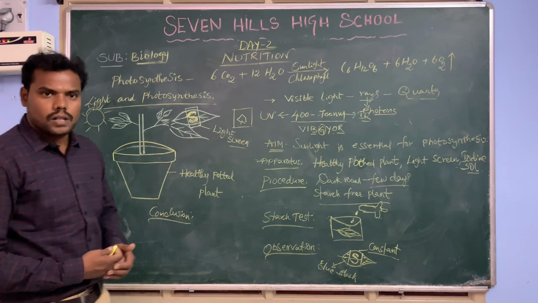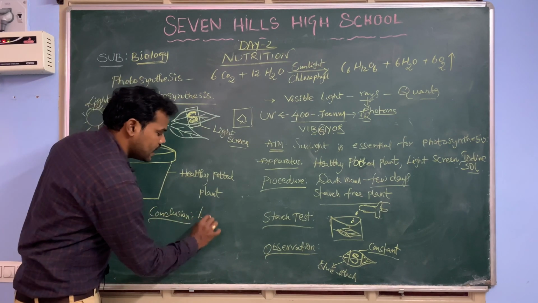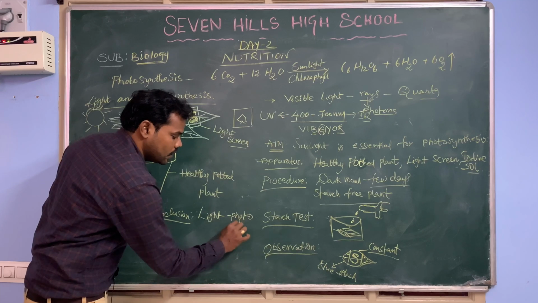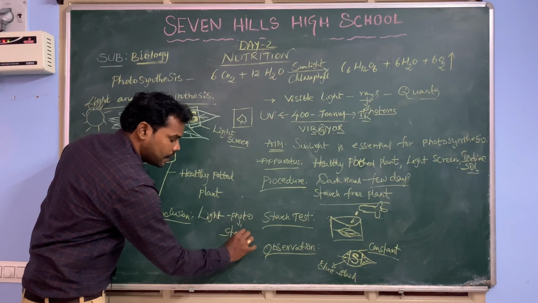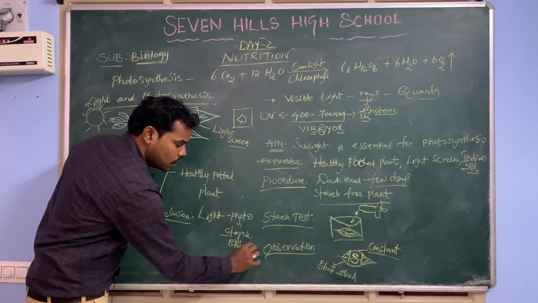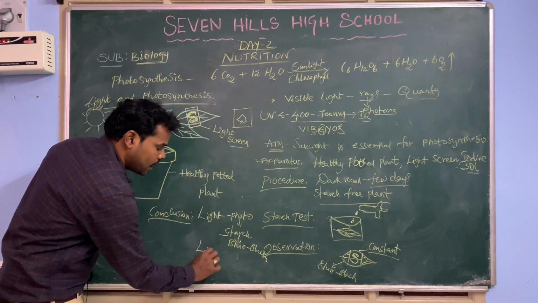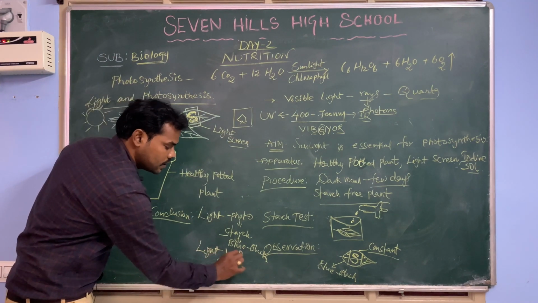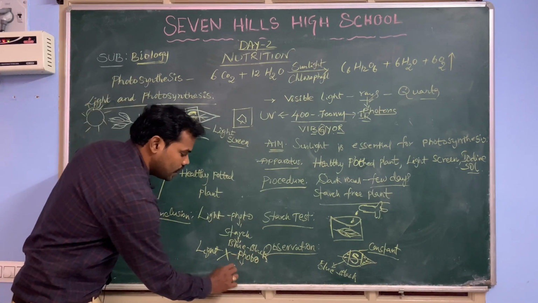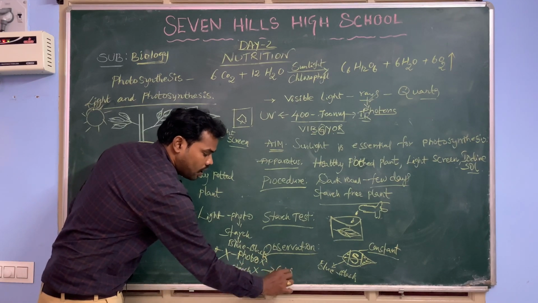What is our conclusion? Where the light is available, there only it performs photosynthesis and prepares the starch, and because of the presence of starch it turns into blue black color. And where the light is not available, there is no chance of performing photosynthesis, and it is unable to prepare the starch, so it remains constant.